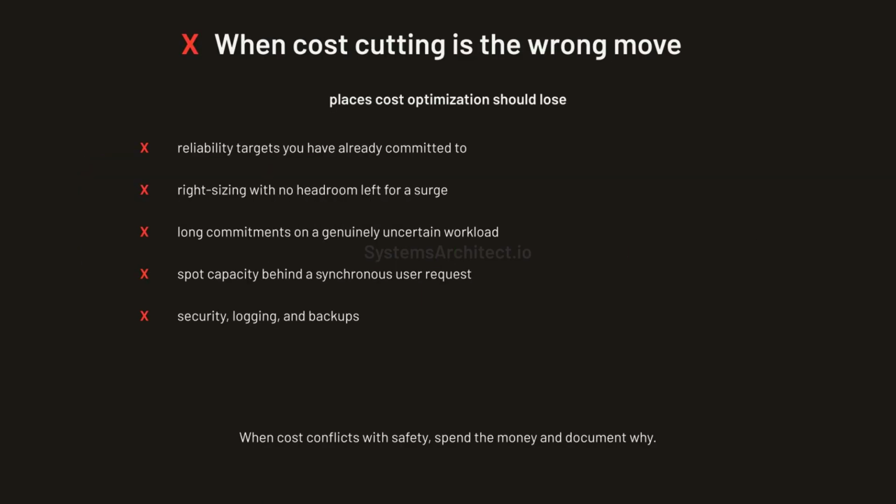Cost optimization is a real trade-off, and there are places it should lose. Never trade away reliability targets you have committed to. An outage usually costs more than a year of the redundancy you removed. Aggressive right-sizing without headroom is a common failure. An instance running at 90% has no room for a surge.